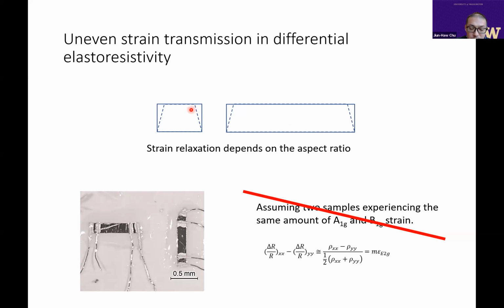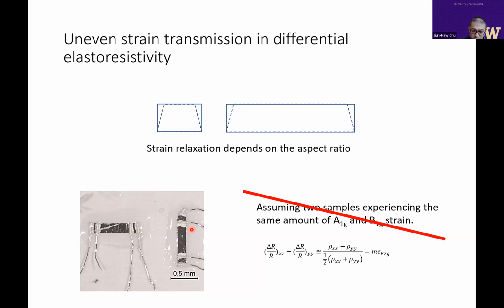strain relaxation. So now if you look at these two samples, you can immediately see that you expect almost no strain relaxation for the x directional strain for this sample, but a lot of strain relaxation along the y direction. And for this one, you will have the opposite. You will have almost no strain relaxation along the y direction, full strain transmission along the y direction, and a lot of strain relaxation along the x direction. So therefore, this sample is almost experiencing epsilon xx. The other sample is almost experiencing epsilon yy. And therefore, their A1g and E2g component ratios are completely different.